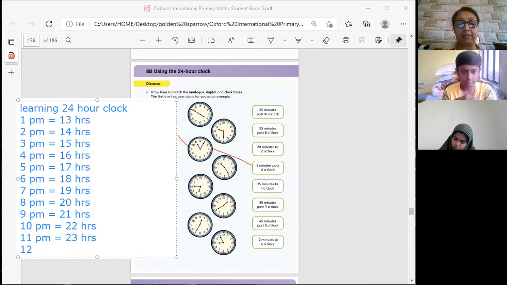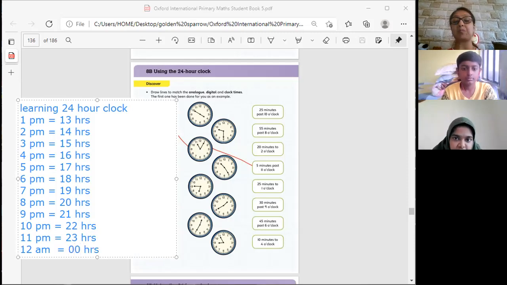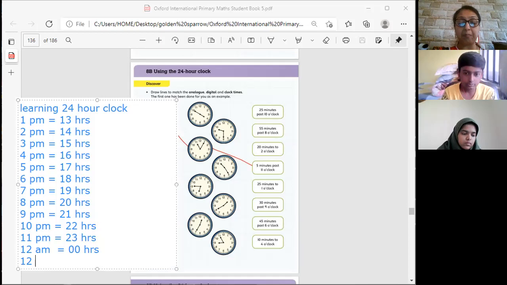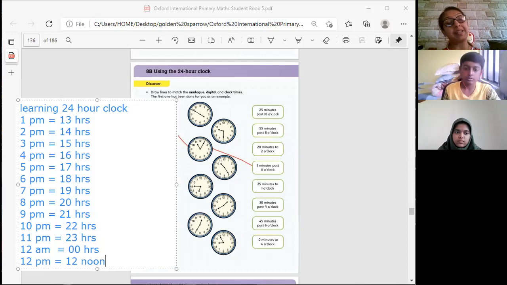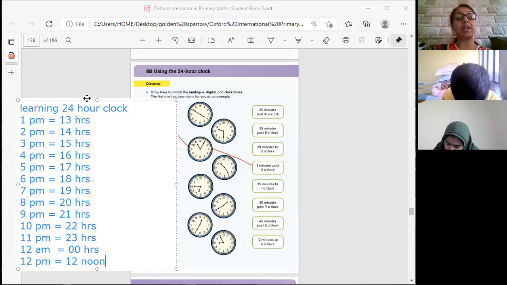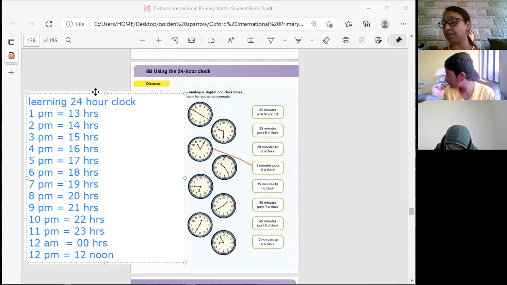12 a.m. Now this 12 becomes AM. And what is this called? Not 24 hours, 00 hours. And 12 p.m. is 12 noon. Is it very clear? Yes, ma'am. Please write this down in your book, because this is going to help you convert. After you have written this down, I'm going to give you a few extra questions, which you will have to convert and tell me what it is.